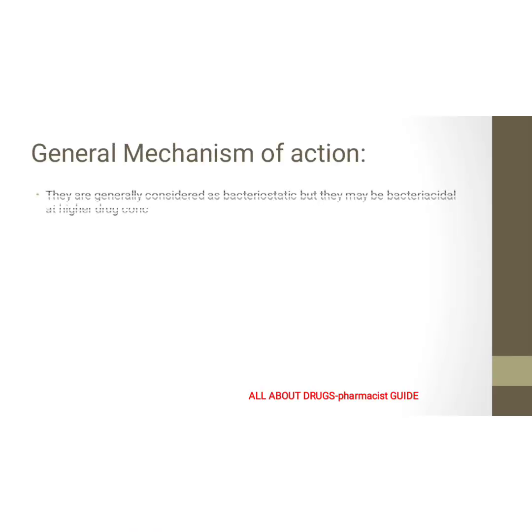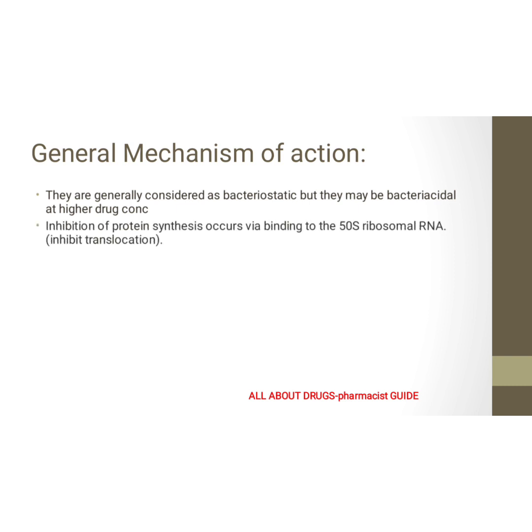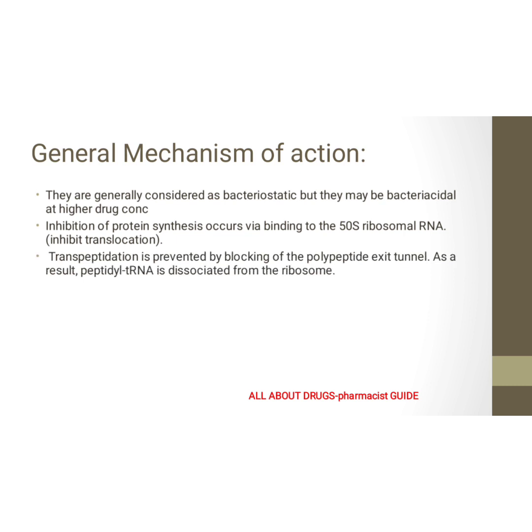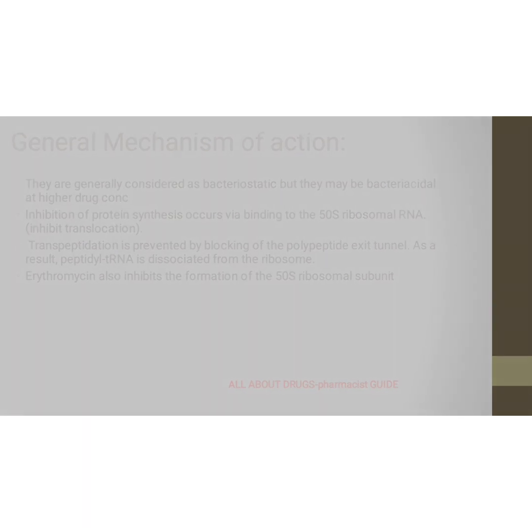General mechanism of action. They are generally considered as bacteriostatic, but they may be bactericidal at higher drug concentration. Inhibition of protein synthesis occurs via binding to the 50S ribosomal RNA, which inhibits translocation. Transpeptidation is prevented by blocking of the polypeptide exit tunnel. As a result, peptidyl tRNA is dissociated from the ribosome. Erythromycin also inhibits the formation of the 50S ribosomal subunit.